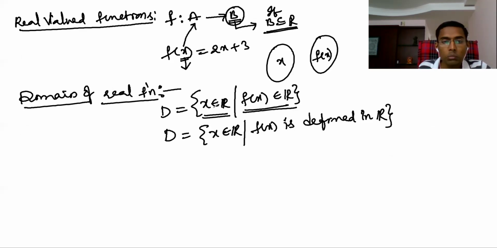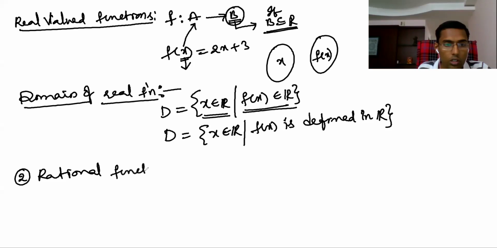Domain means what? Domain means set of x values for which f of x is real. Okay, set of values of x for which f of x is also real. Such x values you have to take. So for polynomial functions, you can take domain is all real numbers. What is the range? To find out the range, process is there. So that is real functions. Now let's go to rational functions.